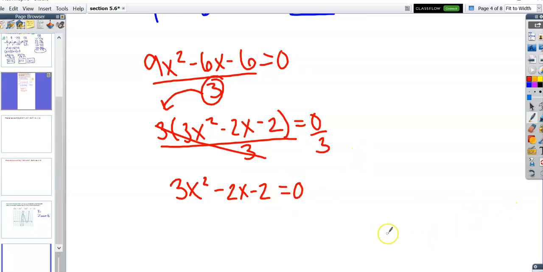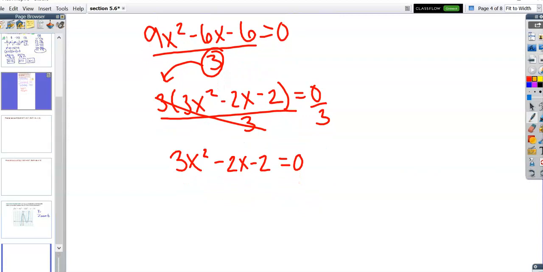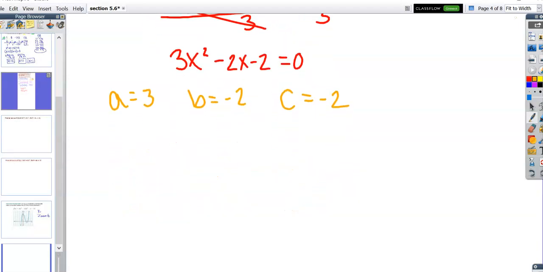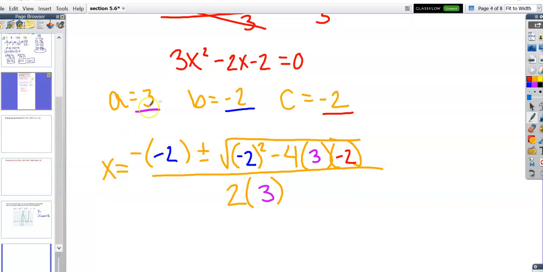This specific equation doesn't factor because 3 times negative 2 is negative 6, and the only factors for negative 6 would be 1 and 6 and 2 and 3. We can change the sign any way we want, it doesn't matter. None of them will equal negative 2. So we do have to use the quadratic equation for this one. And then plug it in. We can simplify.